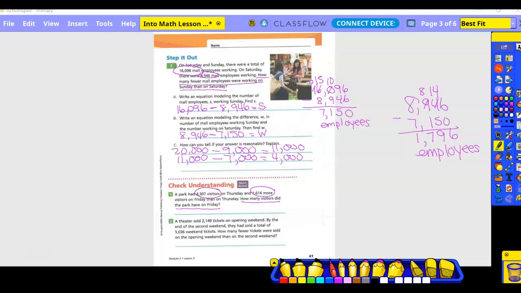Okay. So over here to the side, I'm going to write 4,307 plus 1,614. 7 plus 4 is 11. Carry the 1. 1 plus 1 is 2. 3 plus 6 is 9, 4 plus 1 is 5. So my answer would be 5,921. And what's my label? Visitors.